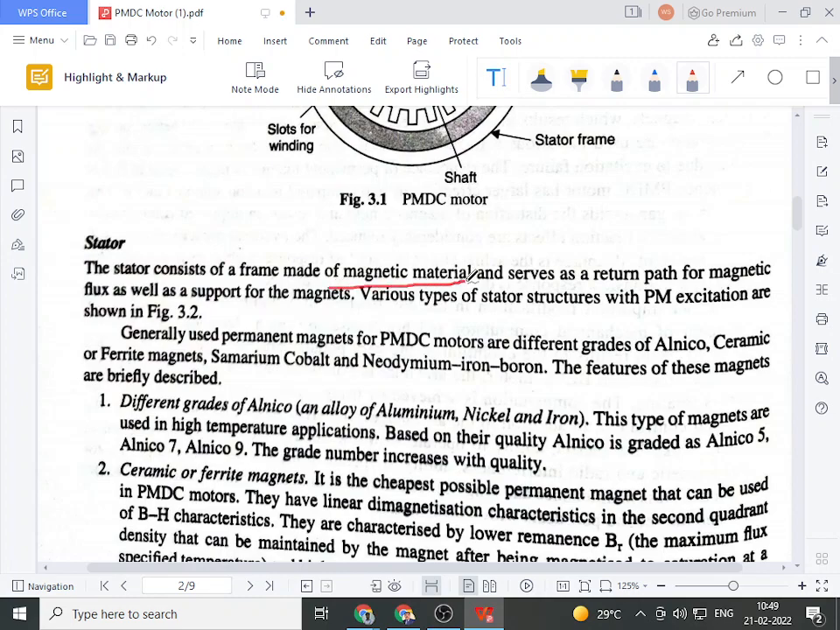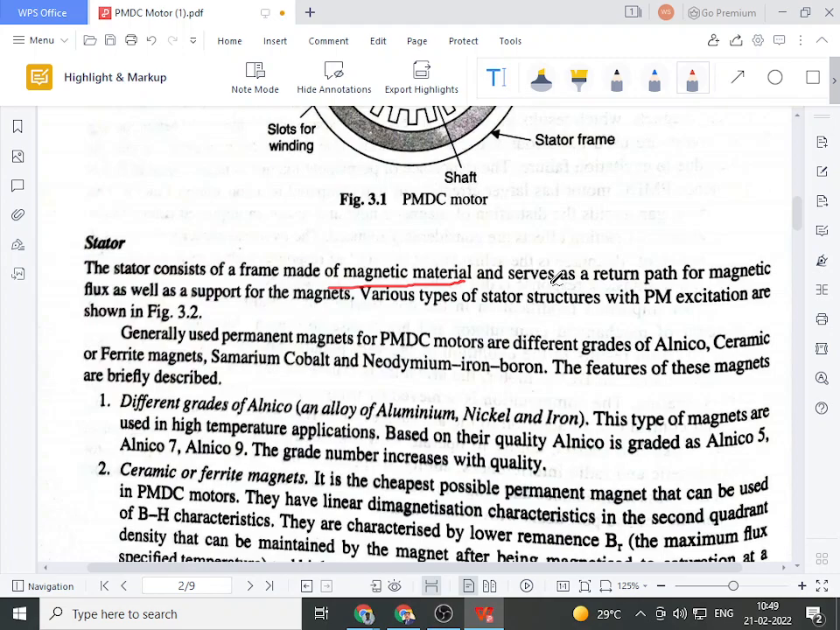Okay, so now when we consider the stator structure, the stator consists of a frame which is made up of magnetic material. And why is a magnetic material stator frame used? Because that stator frame has to provide a return path for the magnetic field. The magnetic field that the permanent magnets are going to develop here, the return path for that is provided through the stator.